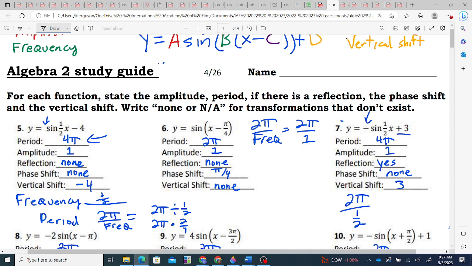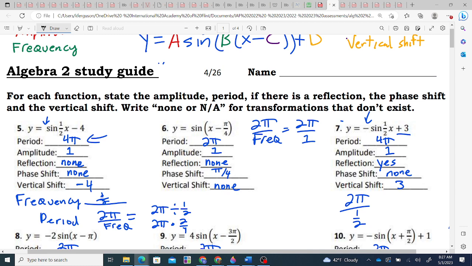And then here I want you to notice this first equation has -4. This second equation has parentheses x minus pi over 4. When it's in parentheses with my x like this, that's where the phase shift comes, the left or right movement. The -4 or the +3 on number 7, that's a vertical shift. That's a vertical movement, up or down.